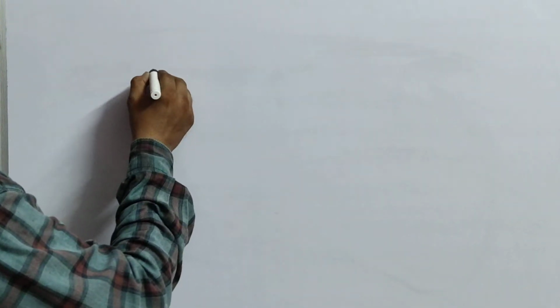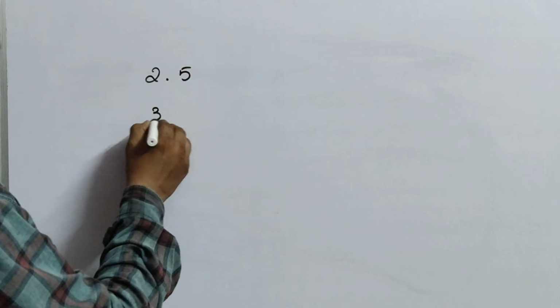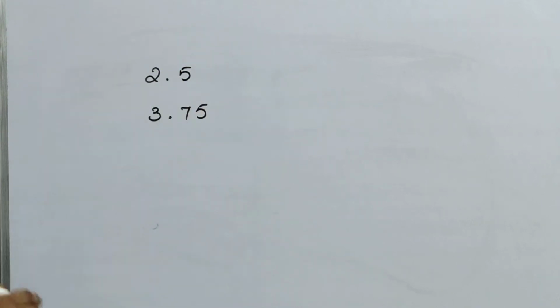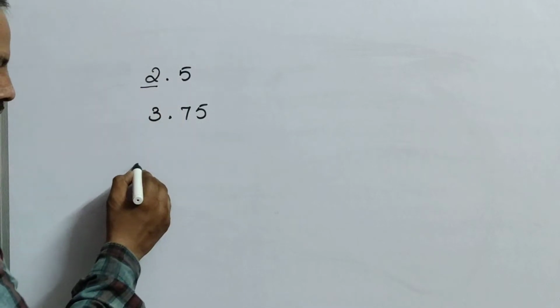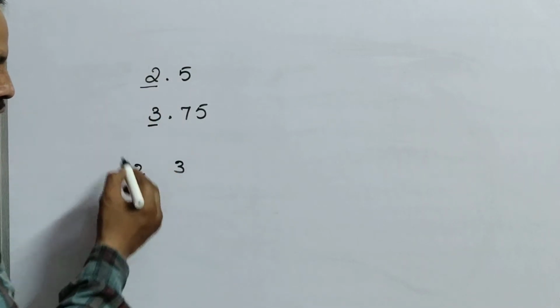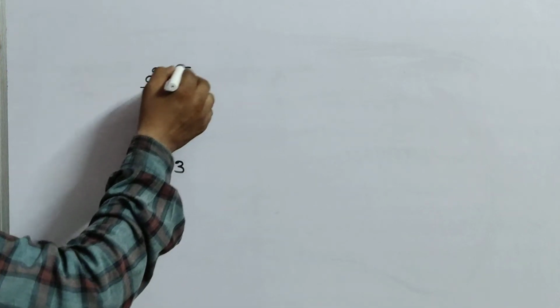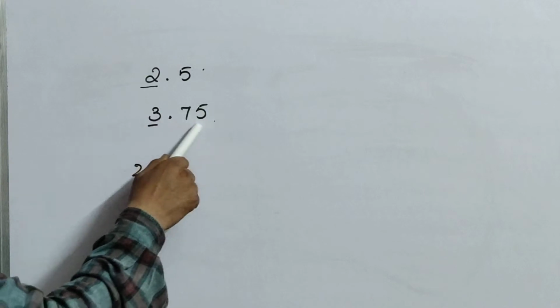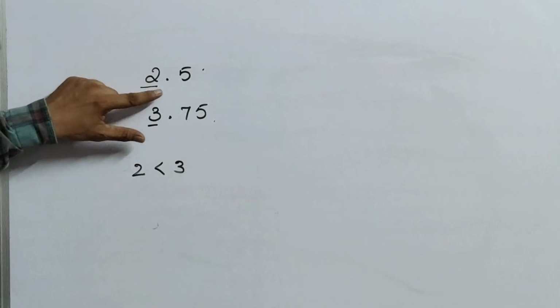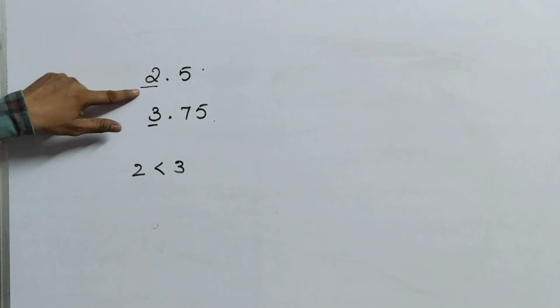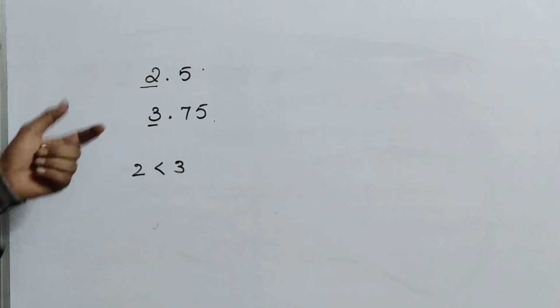Before entering into the exercise, I would like to tell you one more important thing. I gave you here 2.5 and 3.75. They will ask you the question, which is greater? How to observe which is greater, I'll tell you. Here 2, here 3. So, 2 is less than 3, right? That means this is less and this is greater. That means 3.75 is greater. You can tell very easily when the digits before the decimal are different.